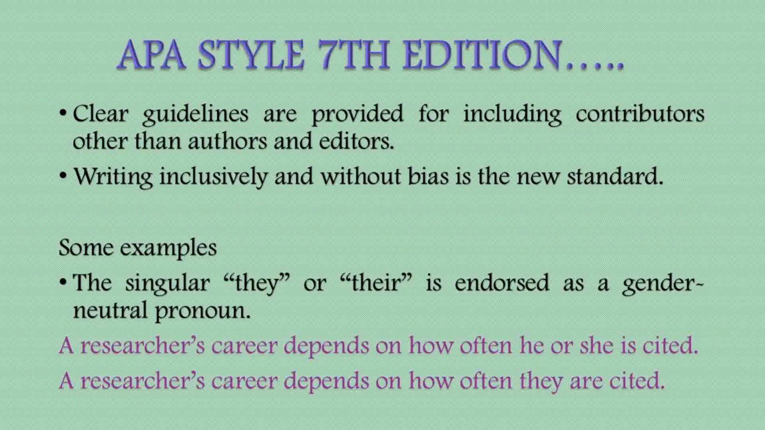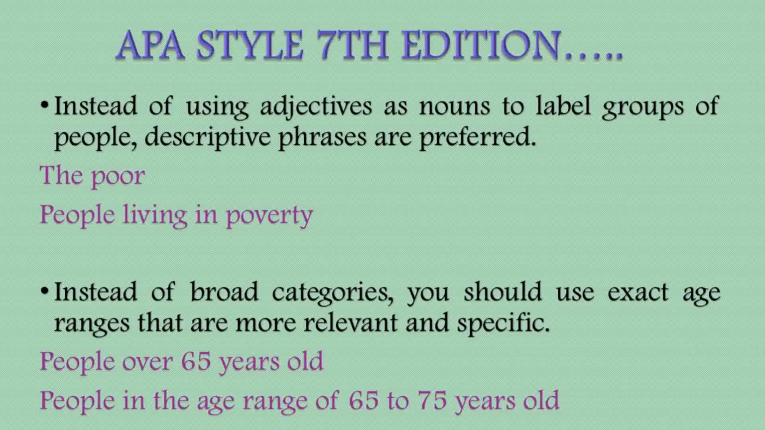Writing inclusively and without bias is the new standard. See the example. The singular "they" or "their" is endorsed as a gender-neutral pronoun. Instead of using adjectives as nouns to label groups of people, descriptive phrases are preferred. Instead of "the poor," "people living in poverty" is written. Instead of broad categories, you should use exact age ranges that are more relevant and specific.